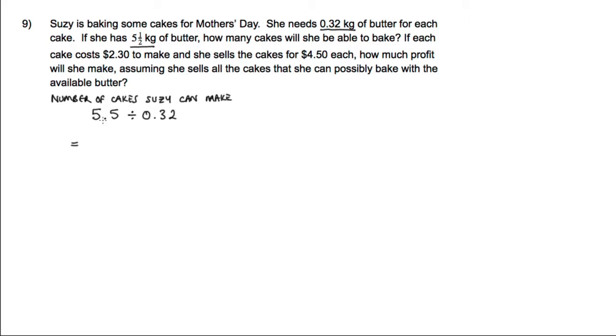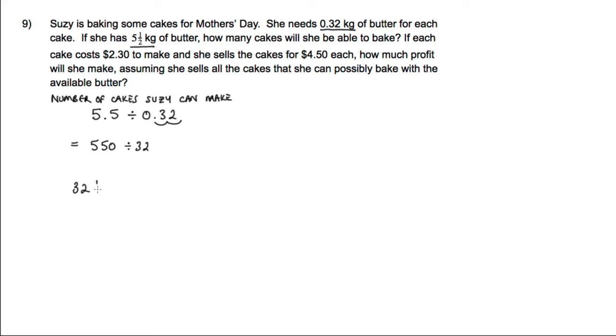Okay, so 5.5 divided by 0.32. Well, we can't divide by a decimal. We'll need to multiply this number by a power of 10. In this particular case, we need to multiply it by 100. And if we multiply this by 100, we need to multiply this number by 100 as well. So we'll get 550. And that's going to be divided by 32.